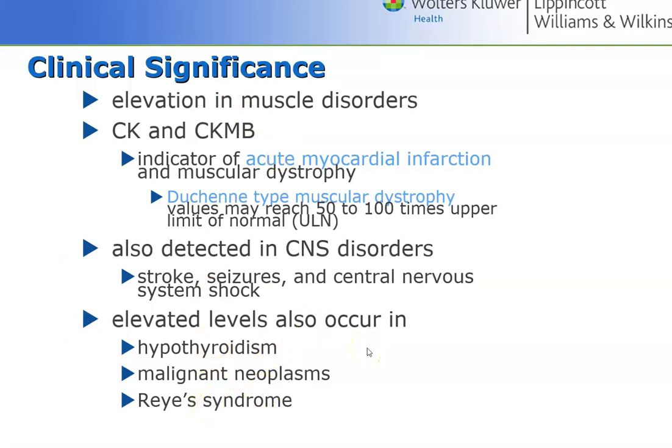Elevated levels can occur in hypothyroidism. So we're talking about people who are severely hypothyroid. It's not like a mild hypothyroid that we have under control with Synthroid and stuff like that. You see elevated levels when you have cancerous tumors growing, and Reye syndrome. So Reye syndrome is something that happens to the liver.